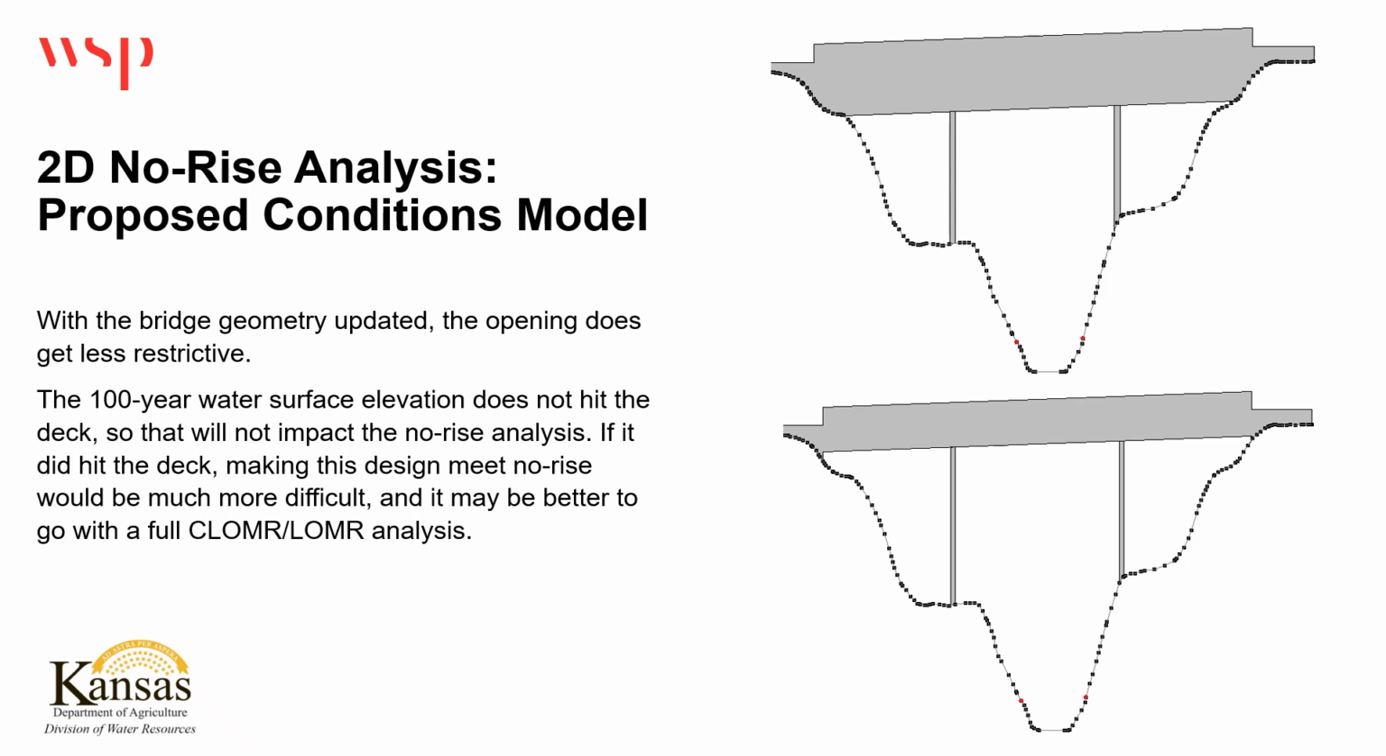Now, luckily for us, the 100-year water surface elevation does not actually hit the deck of this bridge, so the changes in deck thickness are not going to matter in this case. Now, if those elevations were just a little bit higher, it would become much more difficult to meet the no-rise criteria for this bridge replacement, and it would probably just be easier to go with a full CLOMR-LOMR analysis to get this replacement done. Now, since the water surface does not hit the deck, the only difference between the two is the slightly narrower piers.